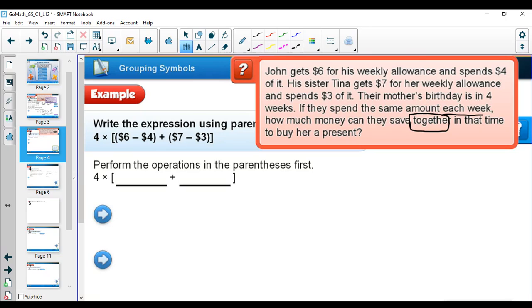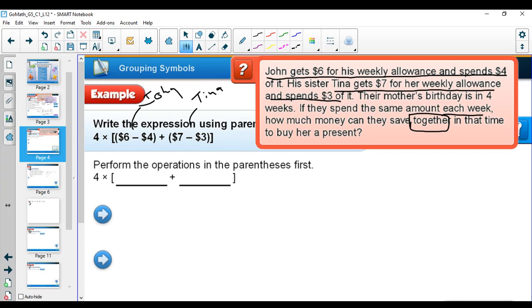So I just want to go through and figure out, like, what do these numbers mean? Well, the 6 minus 4, right, that stands for the amount of money that John has at the end of a week, because it says here that he gets $6 and spends $4. So we have 6 minus 4. So this set of parentheses is for John. Now, that means that the other one is probably for Tina, but let's just double check. Tina gets $7 for her weekly allowance, and she spends 3 of it, right? So this set of parentheses is Tina's money.